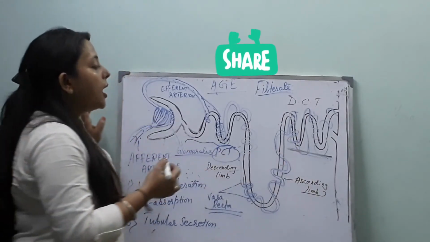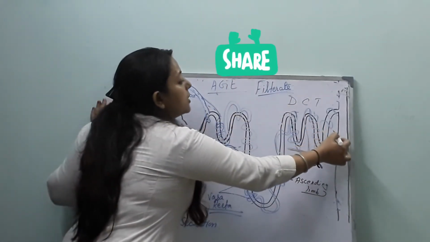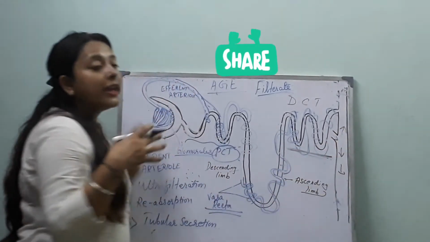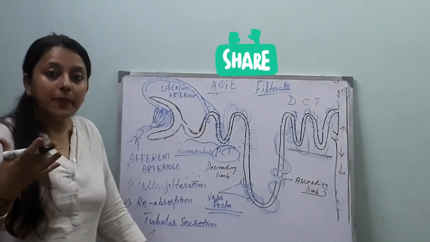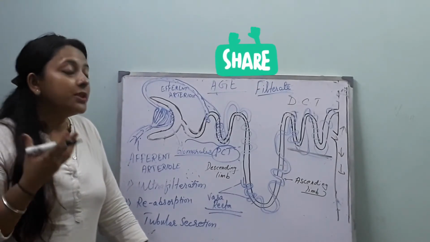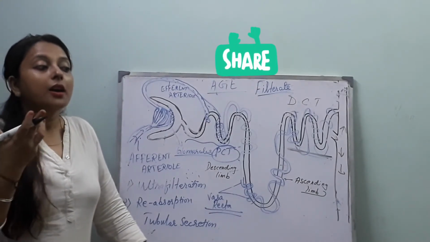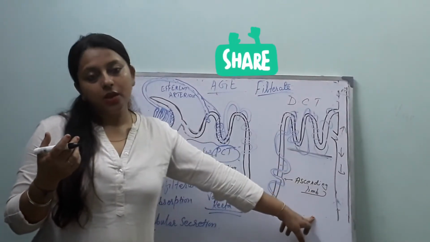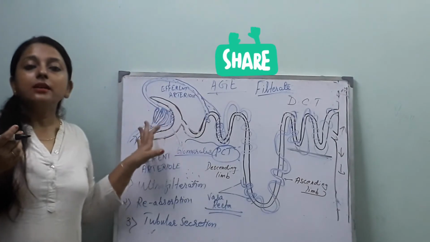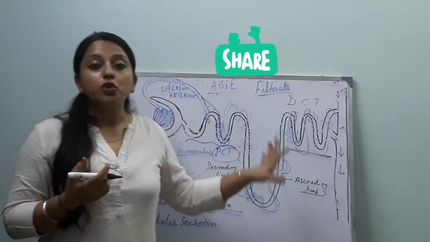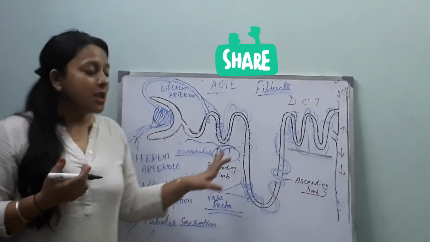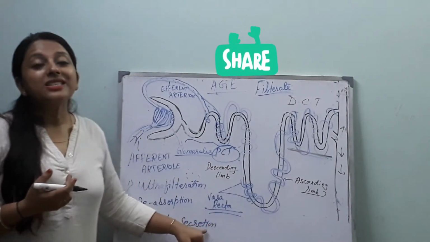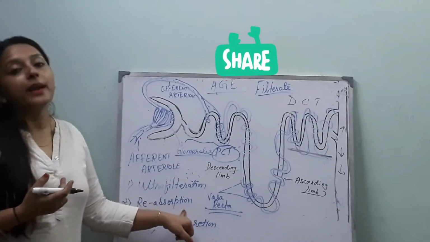Now the filtrate enters into the collecting tubules. Here again absorption of water takes place, and after the absorption of water, the concentration of the filtrate becomes high in the collecting tubules. Okay, so this is the process of reabsorption of urine. Now, the last process is called tubular secretion. It is just the opposite of reabsorption.